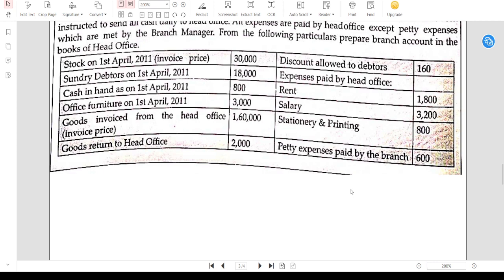Always remember, any invoice price is calculated based on the stock of the company or stock of the HO that is sent by the HO to the branch, or stock at the branch. So any goods sent by the head office to the branch or any stock they have in hand can be measured at invoice price, but other things are not calculated at invoice price. So this is my request, you need to remember these important points.